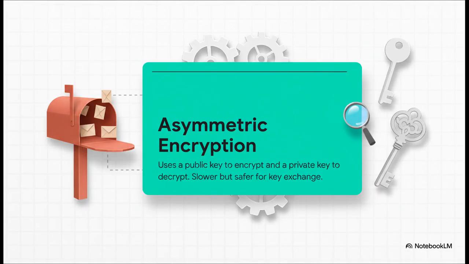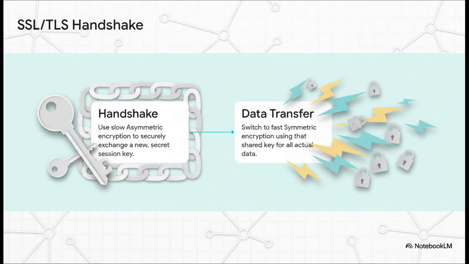And that's the exact problem that asymmetric encryption solves. This is more like having a public mailbox. Anyone in the world can use your public address to drop a letter in the slot. That's the public key. But only you, with your special private key, can actually open the mailbox and read the letters. It's an amazing way to establish trust. But there's a catch. It's a lot slower. So you might be thinking, do we have to choose between security and speed?